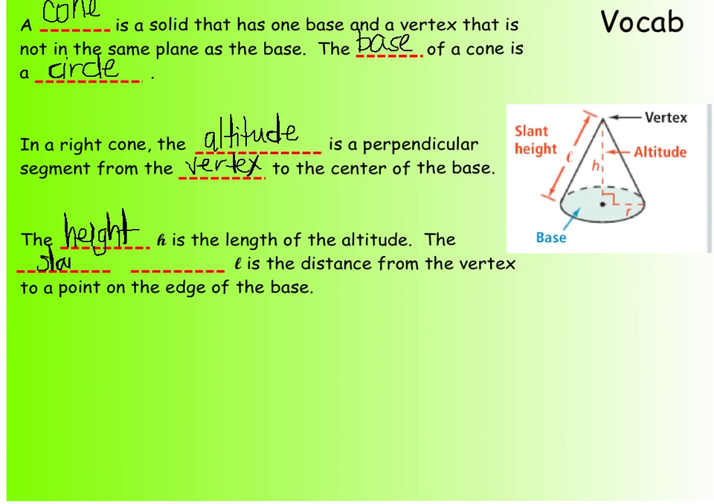Recall that the slant height, referred to as L, is the distance from the vertex to a point on the edge of the base. So we still have a slant height. We refer to that as L, where H represents the height, which is our altitude.